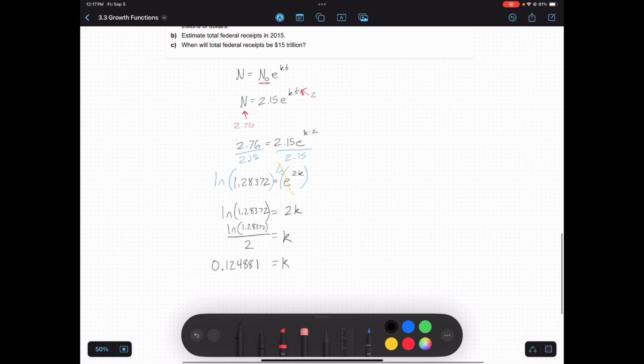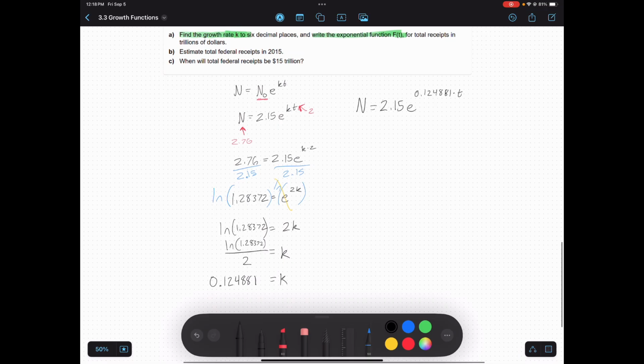So now that I have k, I can come back up here and rewrite my equation. N naught is 2.15 e to the, and then my k is 0.124881 times t. And there's my equation. And I'm done with part A.